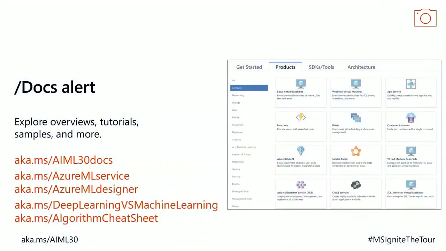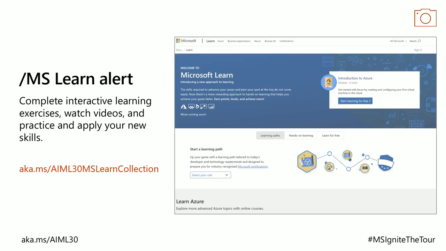Before leaving you, I just want to share with you a few resources that I have been using during this presentation. So beside aka.ms/AIML30 docs, here is where you're going to find all the technical documentation for this session. We have also the Azure ML service, Azure ML Designer, and then the article that is comparing deep learning versus machine learning and AI, and then finally the algorithm cheat sheet in case you want to understand better what you can do with machine learning.